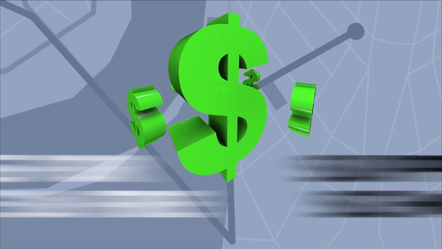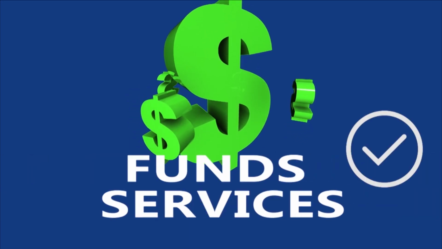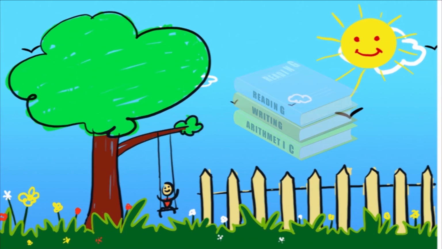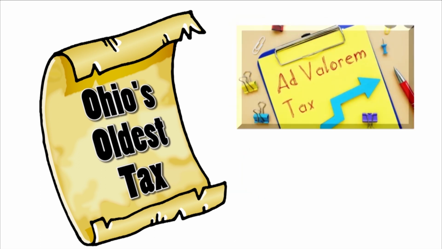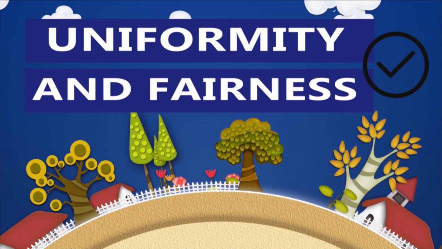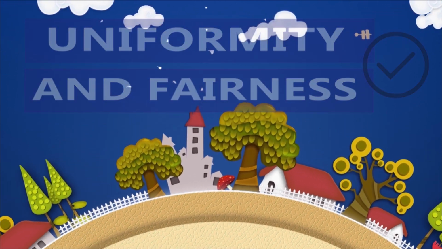The money collected supports schools, pays for police and fire protection, maintains roads, and funds essential government and community services, including those for parks and libraries. Ohio's oldest tax, real estate taxes, have been ad valorem, meaning based on value, since 1825. The state helps to ensure uniformity and fairness with real estate taxes through its oversight of county appraisal work.